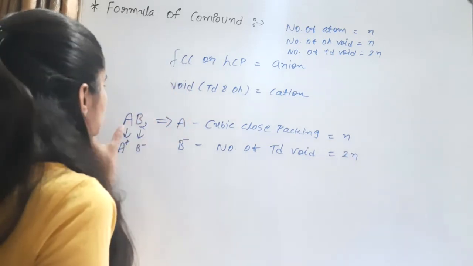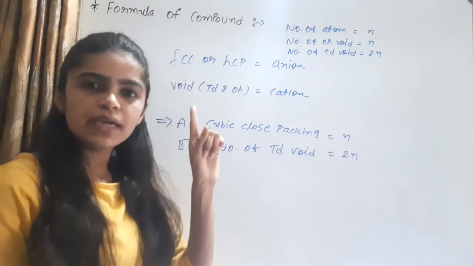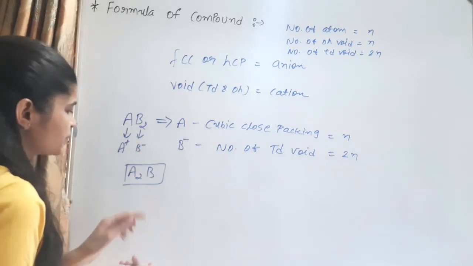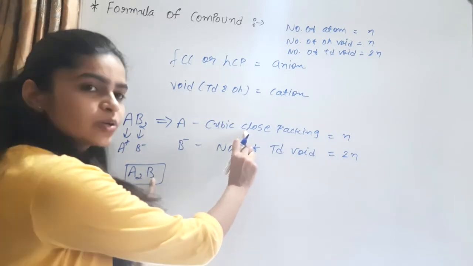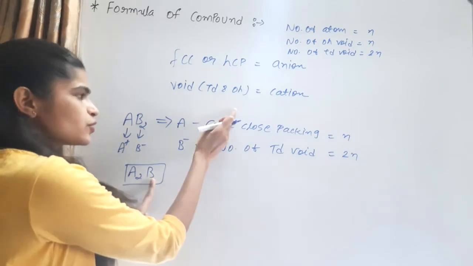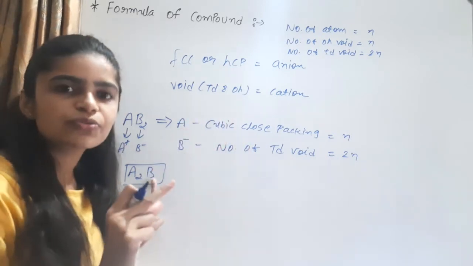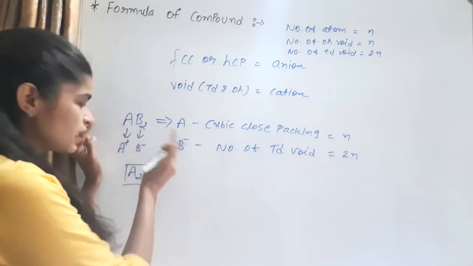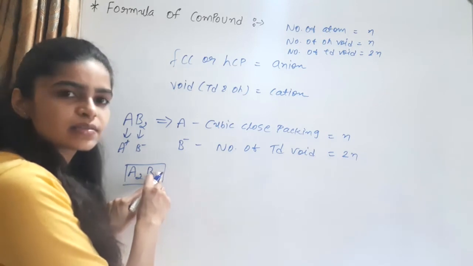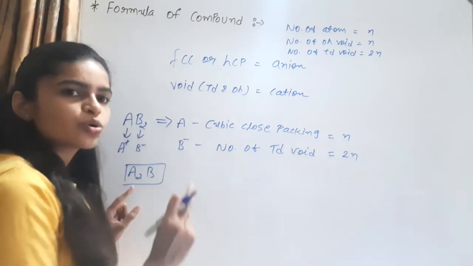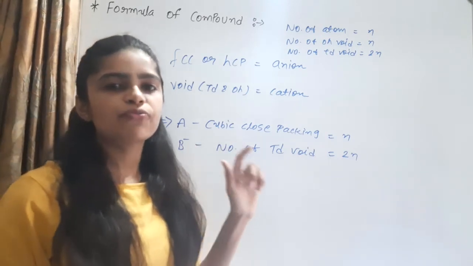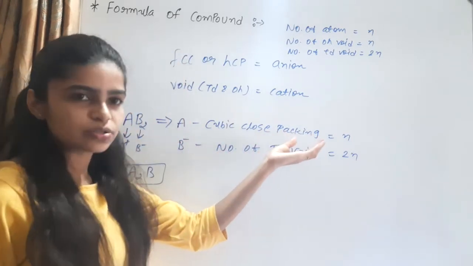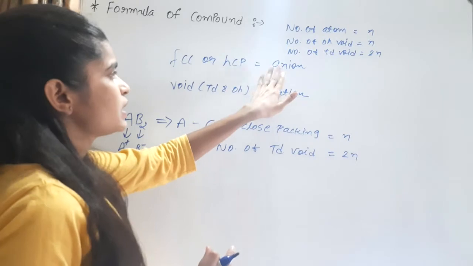The only difference between A2B and AB2 is that in one B occupies cubic close packing, and in the other A occupies cubic close packing, because of the difference in sizes. In the one, A is larger than B, and in the other, B is larger than A. So the smaller size always occupies voids and the larger size always occupies the cubic close pack structure. This is the only reference.